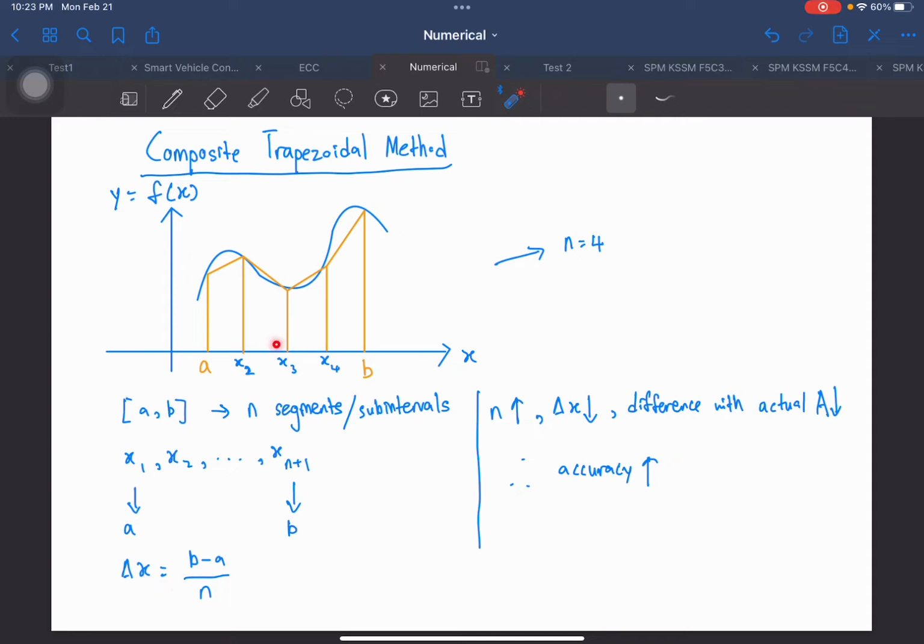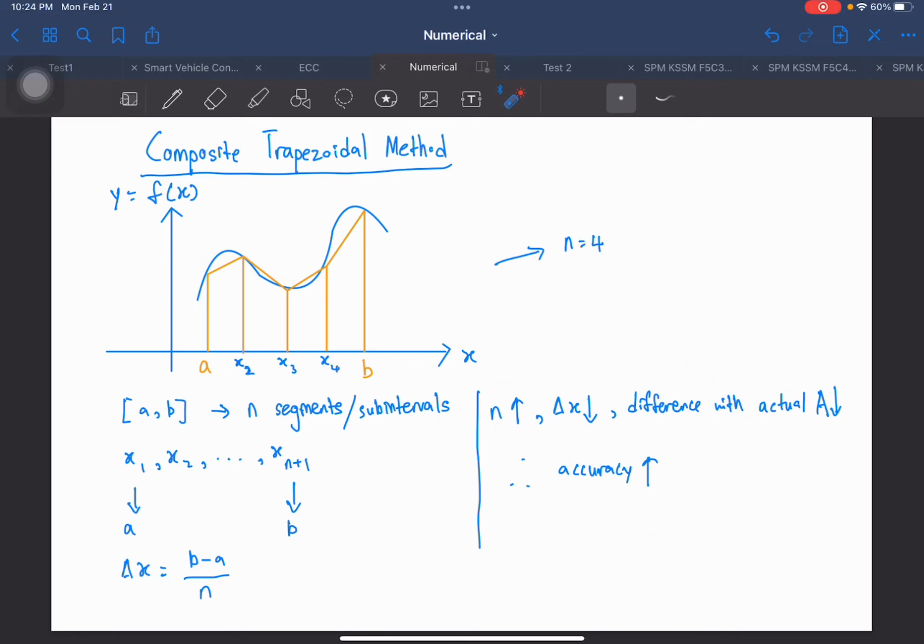Yesterday we used a trapezoid to estimate the area, right? So what is meant by the composite trapezoidal method? The composite trapezoidal method is basically where we use more than one segment, n, to estimate the value, with equal segments. When n is increased, the delta x obviously decreases, so the difference from the actual area decreases and the accuracy increases. I will explain it on the next page.